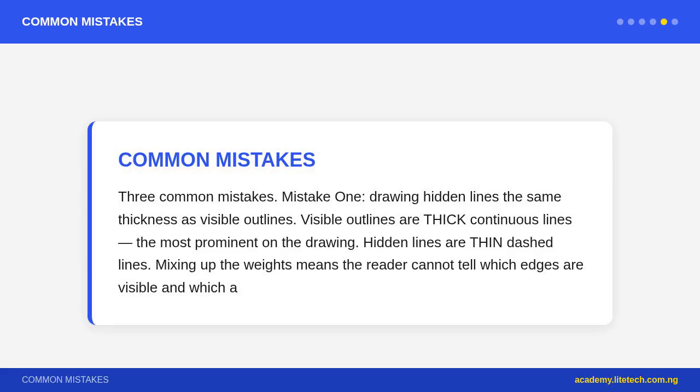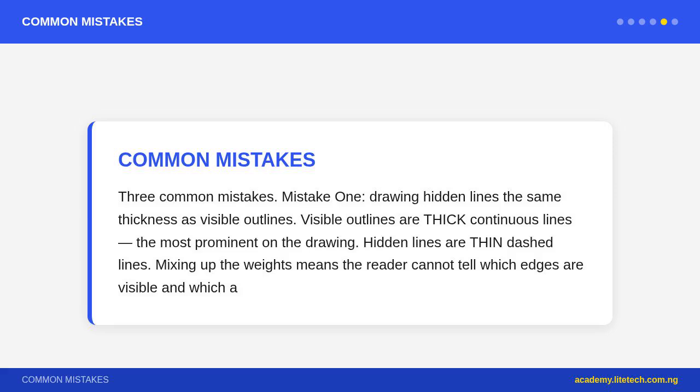Mixing up the weights means the reader cannot tell which edges are visible and which are hidden. Always use correct weights: thick for visible, thin for hidden. Mistake 2. Omitting center lines from circles. Every circle in a technical drawing must have 2 center lines, horizontal and vertical chain lines crossing at the center. Examiners will deduct marks for missing center lines.